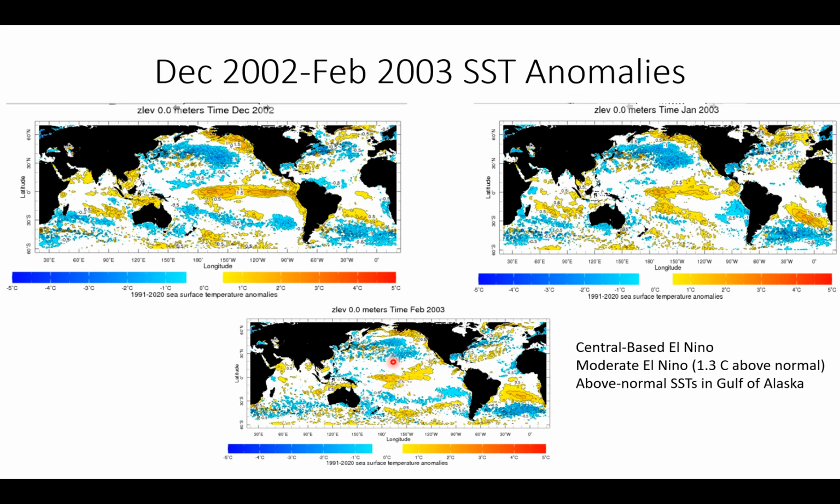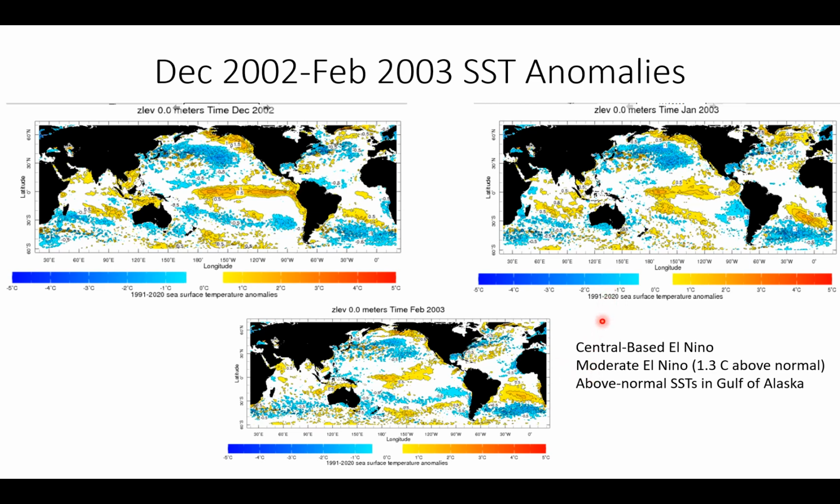Over in the North Central Pacific, we also see in February 2003 below normal water temperatures, and then up along the west coast of Canada into the Gulf of Alaska, we still see above normal water temperatures. And we see the continuation in February 2003 of below normal temperatures there in the Gulf of Mexico, extending up the east coast of the United States.